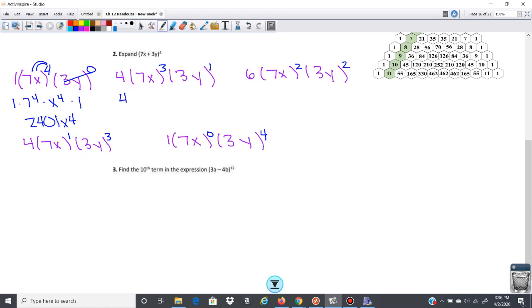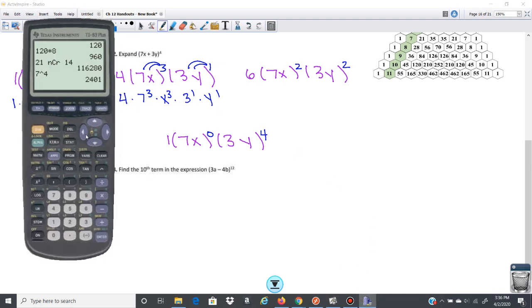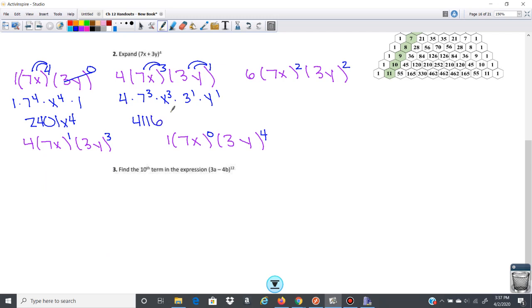Second term, you're going to have 4 times 7 cubed x cubed times 3 to the 1st y to the 1st. Okay, so let's get the numbers here and multiply those out. So you've got 4 times 7 cubed times 3 to the 1st. So that's going to give us 4,116. And that's x cubed, y to the 1st, so just y. And it's positive because we're just dealing with positives here.